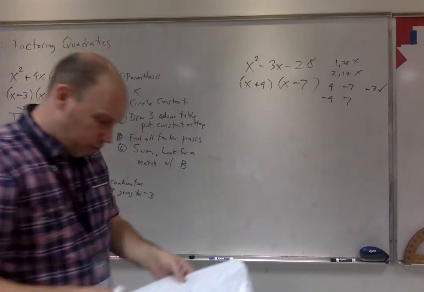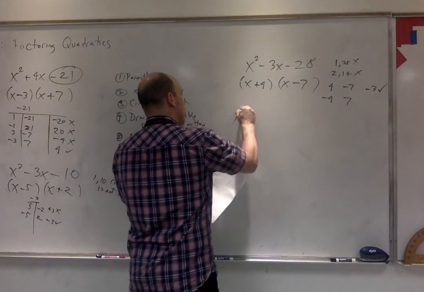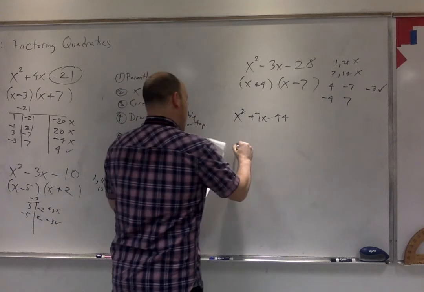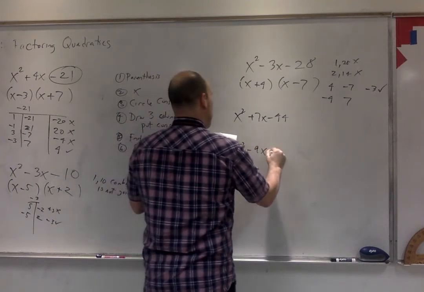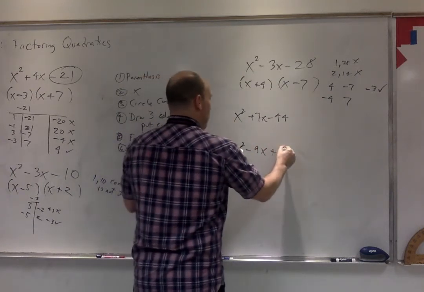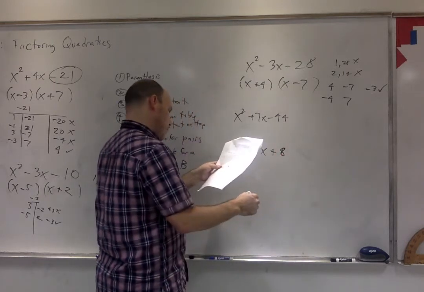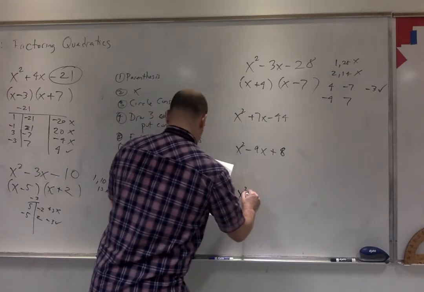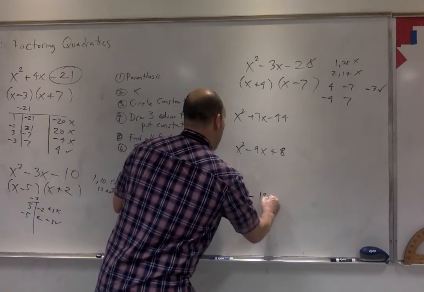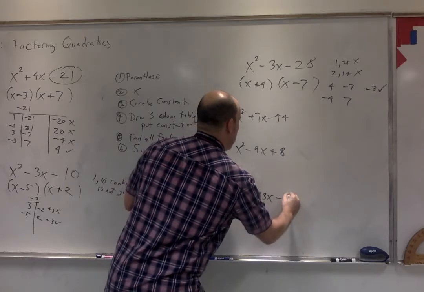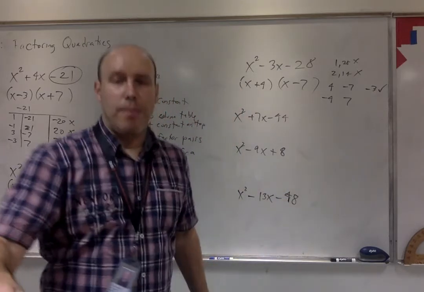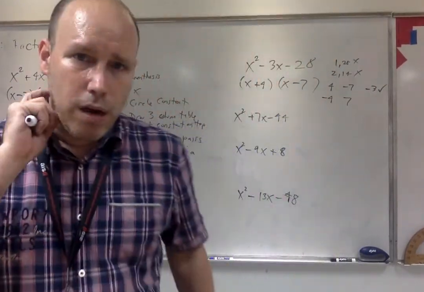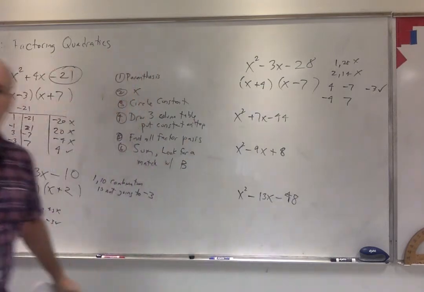Let's try another one. Try these on your own. x squared plus 7x minus 44. x squared minus 9x plus 8. And the challenge is x squared minus 13x minus 48. So pause the video and let's see what you can do.